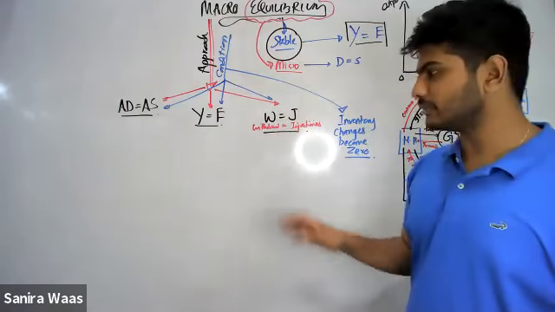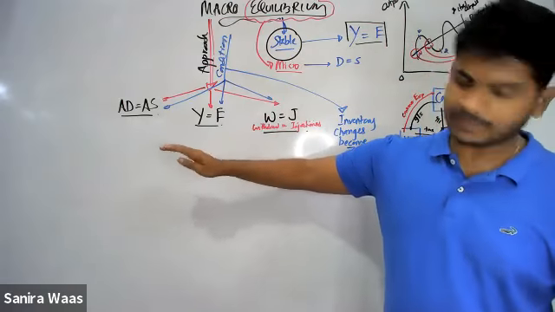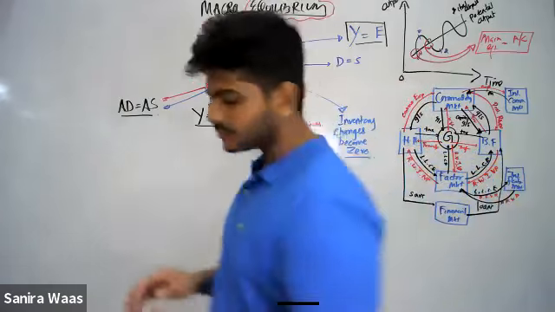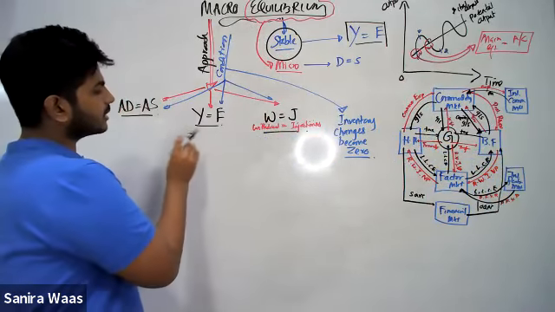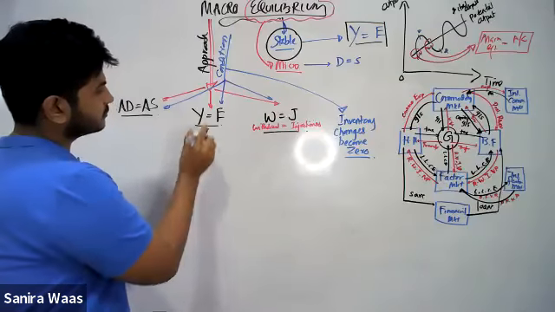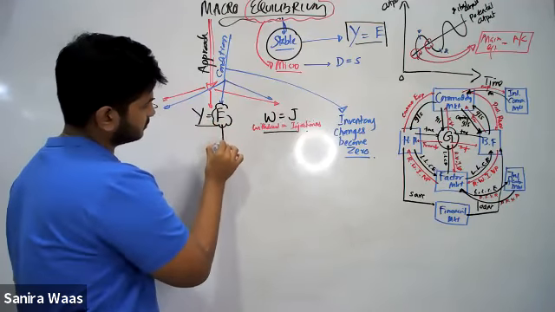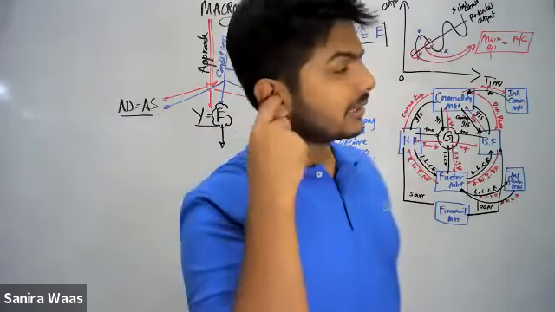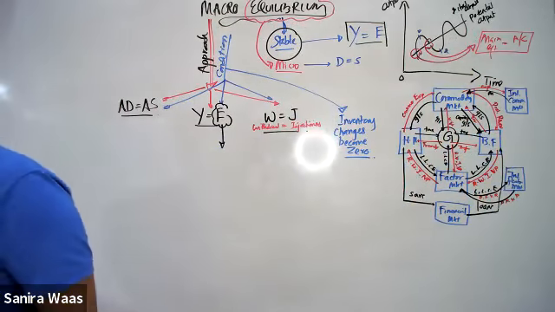Now, basically, in your exam also you will be highly tested on this part, Y equals E, right? So when it comes to Y equals E, what are the components of E? Expenditure, right? The aggregate expenditure. What are the components?